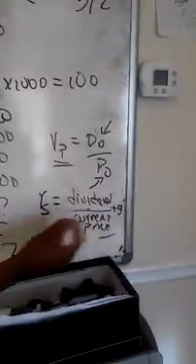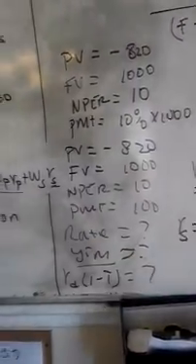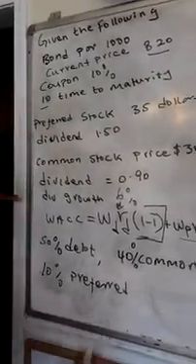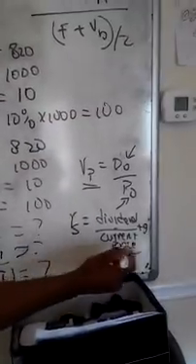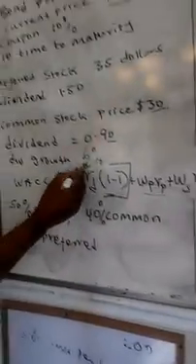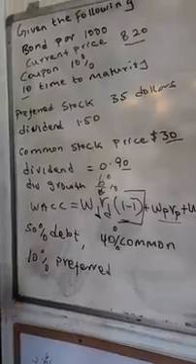All of this you have been given. Your dividend per year for the common stock is 0.9. Your current price per stock here was 30, so we can get that. And your growth rate here was 6%, so we can get that.